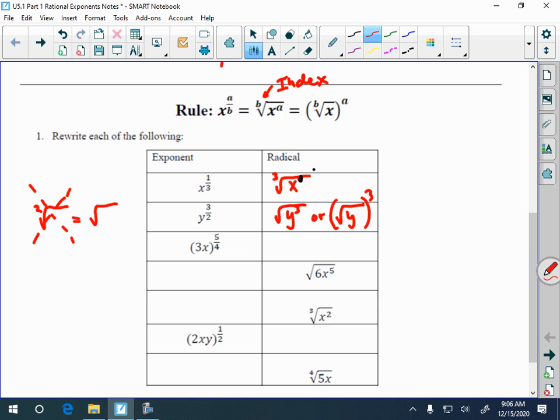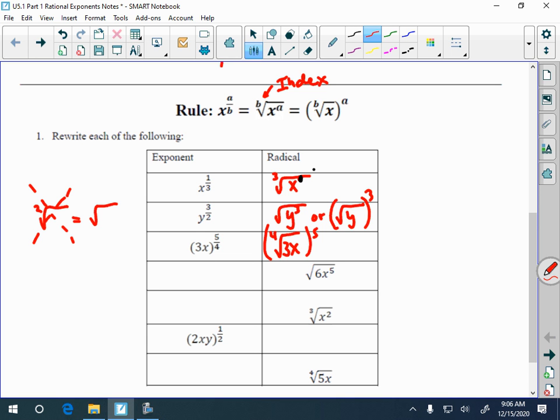All right, the next one, 3x to the 5 fourths. So this is where we are going to use parentheses, all right, because there's two terms, 3 and x, as our base this time. So we're going to write it as a fourth root of 3x. Okay, so we have fourth root of 3x. Now we've got to raise that to the fifth power. Now, because the whole 3x is being raised to the fifth, this is where we want to use parentheses. All right, so you can't just put the 5 on the x. You have to use the parentheses on this.